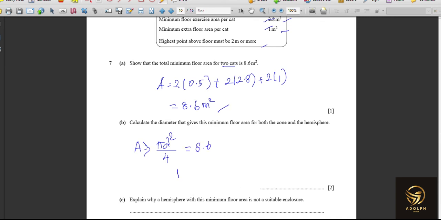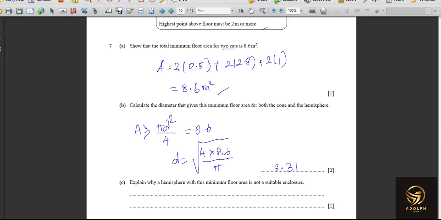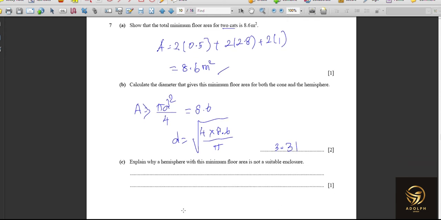So what is the d value we will be getting? 4 will multiply that side, so it's going to be 4 into 8.6 divided by pi. Then actually we are calculating d, so it's going to be the square root of it. The answer we get in the calculator is 3.31, which is the diameter. And we can see it in the calculation. So d is equal to 3.31.